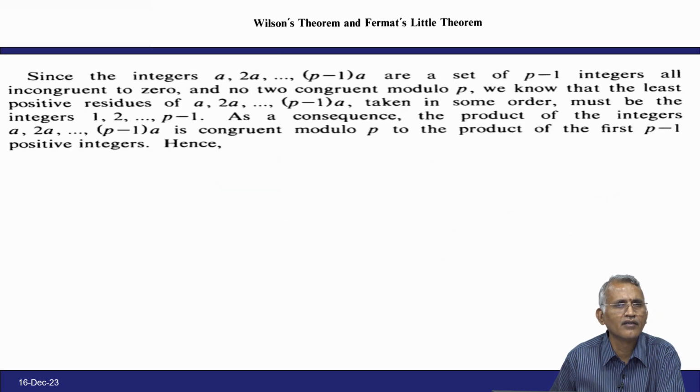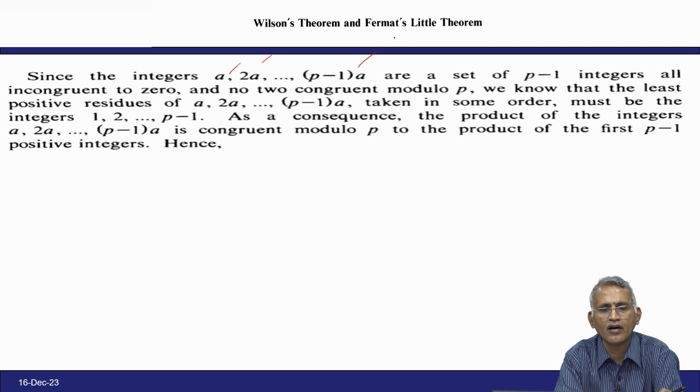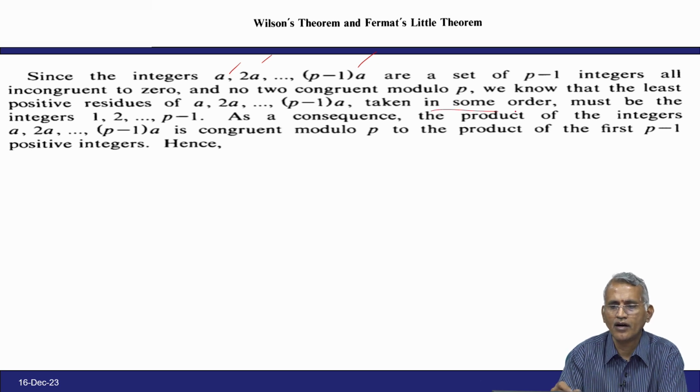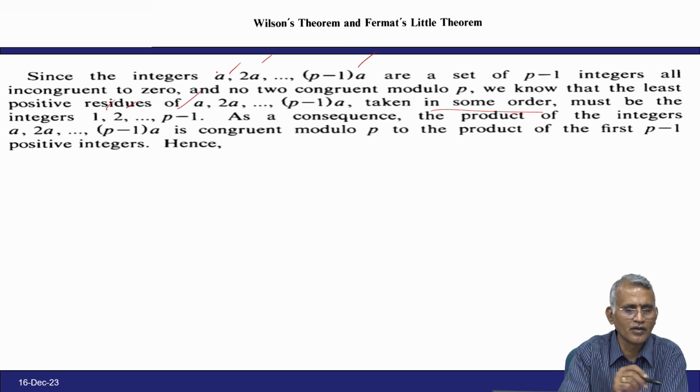So, we have the integers a, 2a and so on up to p minus 1 times a, a set of p minus 1 integers, all incongruent to 0. Therefore, no two are congruent modulo p. We know that the least positive residues of a, 2a and so on up to p minus 1 times a, taken in some order, must be the integers 1, 2, 3 and so on up to p minus 1.